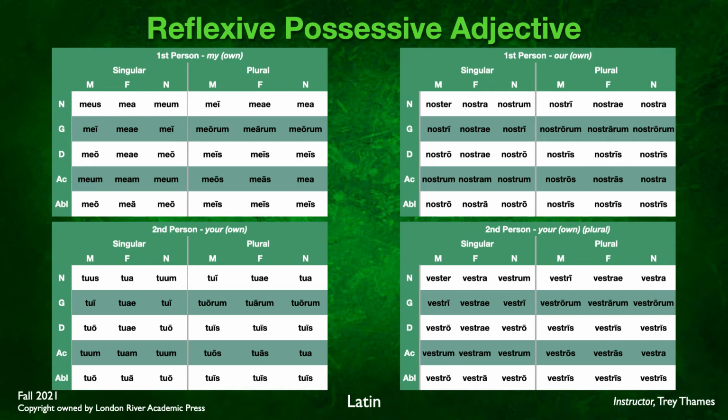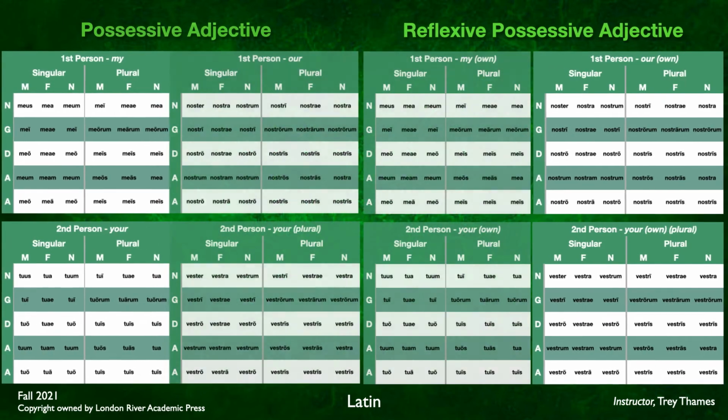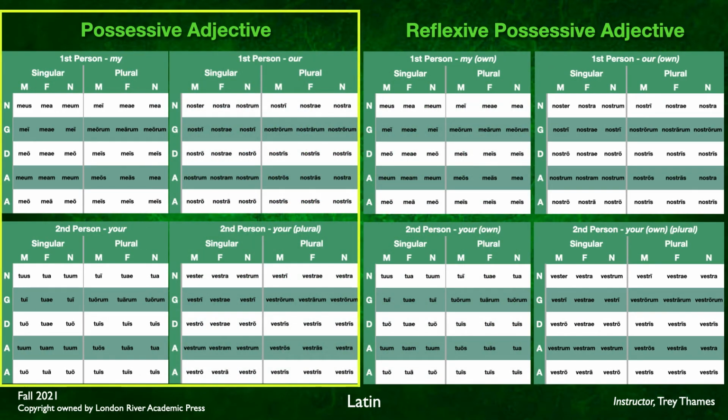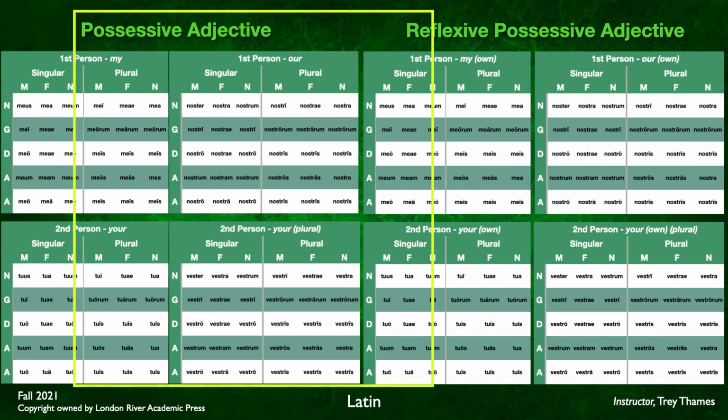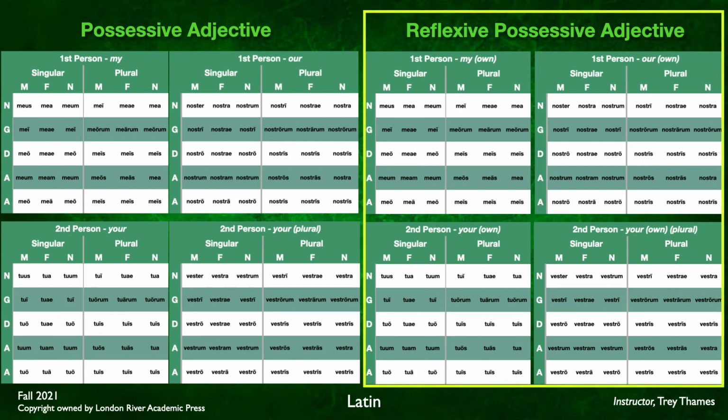Here, first person, meus, mea, meum, is my own. In first person plural, instead of our, it's our own. And second person singular, your, tuus, tua, tuum, is your own. And second person plural, vester, vestra, vestrum, is your own. Okay, or y'all's own for us Texans, all right? So these are exactly the same forms. Here's the chart side by side. The possessive adjectives on the left, my, our, your, and your, and the reflexive possessive adjectives on the right, my own, our own, your own, and y'all's own.